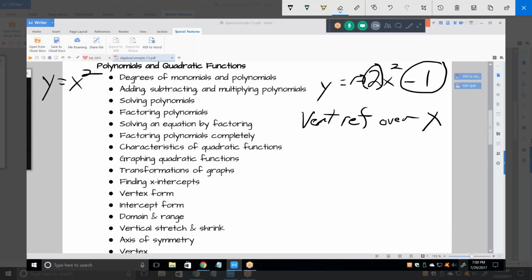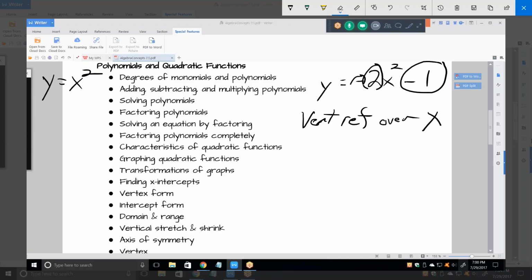Now, the reason I call it vertical is because it helps categorize all of these transformations. There are three transformations that are vertical, and there are three transformations that are horizontal. And they all have the same characteristics. If the numbers or negative signs are outside the function, then they're vertical. If they're inside the function, they're horizontal.